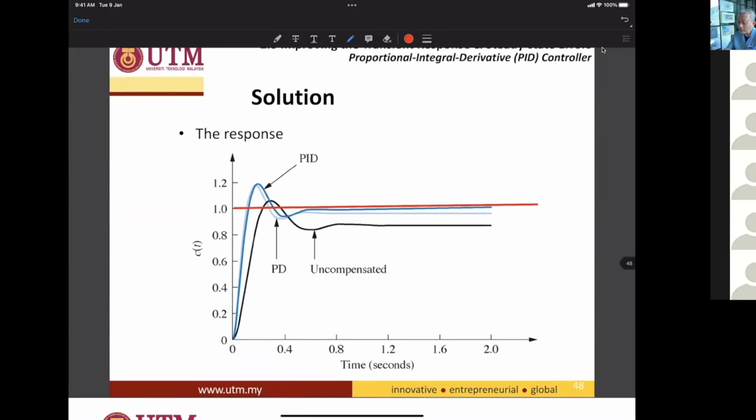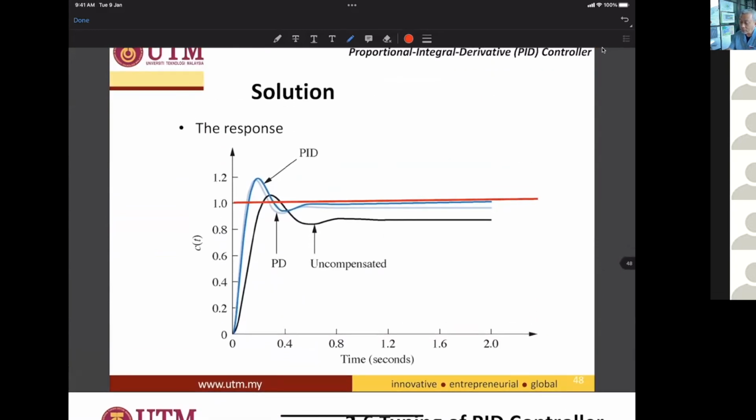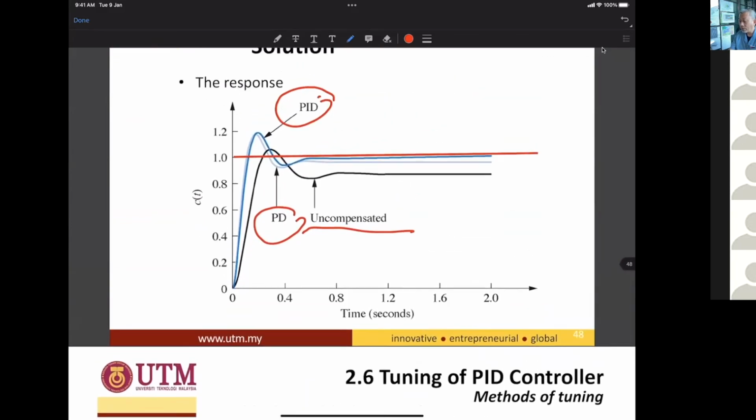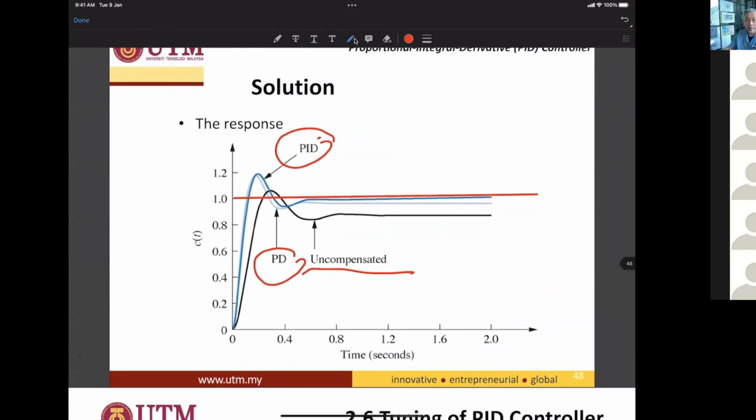So when we compare, we have a before design, which is the uncompensated PD controller and the PID controller, the dark blue, which gives you faster transient response and zero steady state error. So for this, I detail the solutions by giving you the detailed solutions of example 6. Okay, I WhatsApp to you.